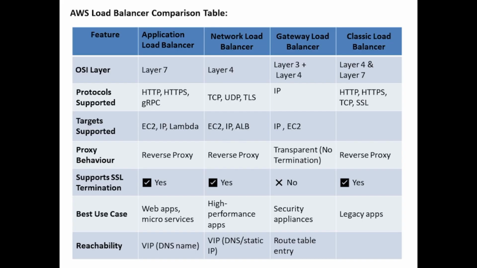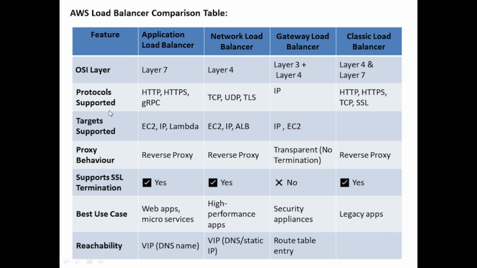To make it easier to understand the key differences, here's a quick comparison table I have created. It highlights the type of load balancers, their operating layers, and the use case they are best suited for. We can see application load balancer operates at layer 7, network load balancer operates at layer 4, gateway load balancers operate at a combination of layer 3 and layer 4, and classic load balancer operates at layer 4 and 7.